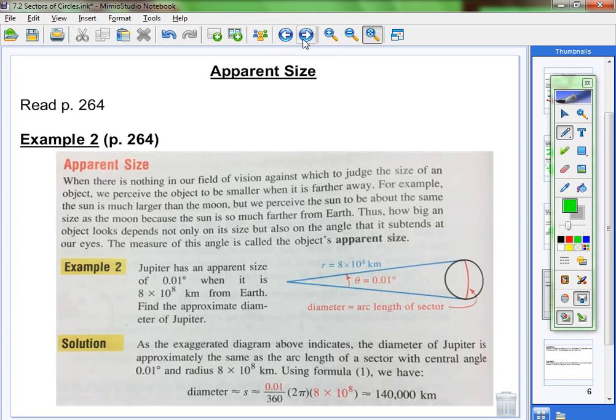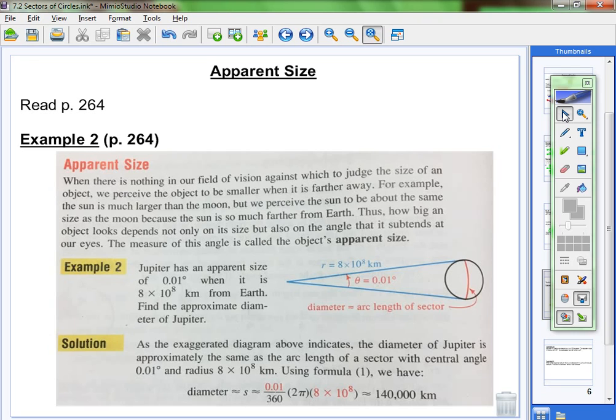Alright, the last thing we're doing is learning about apparent size. This is also from your book, so I have the excerpt from your book here. I will read it out loud because I would have someone read it out loud in class. Apparent size. When there is nothing in our field of vision against which to judge the size of an object, we perceive the object to be smaller when it is farther away. For example, the sun is much larger than the moon, but we perceive the sun to be about the same size as the moon because the sun is so much farther from Earth.